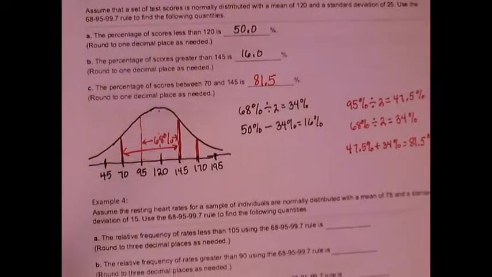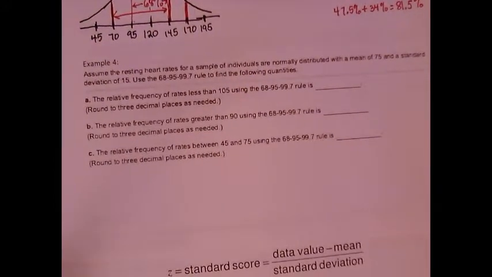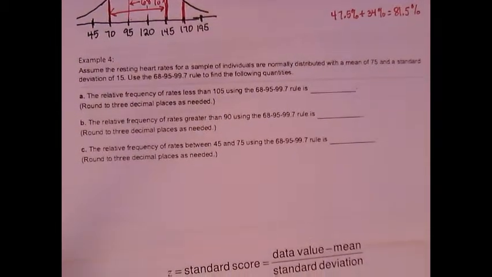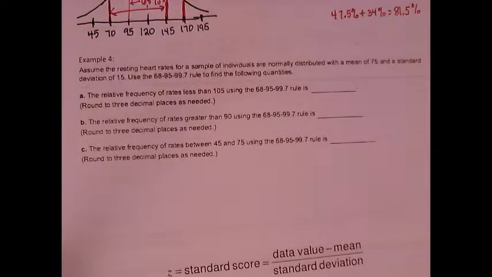Alright, next we'll look at this example. Assume the resting heart rates for a sample of individuals are normally distributed with a mean of 75 and a standard deviation of 15. Use the 68, 95, 99.7 rule to find the following quantities. And in part A, we want to find the relative frequency of rates less than 105 using the 68, 95, 99.7 rule.